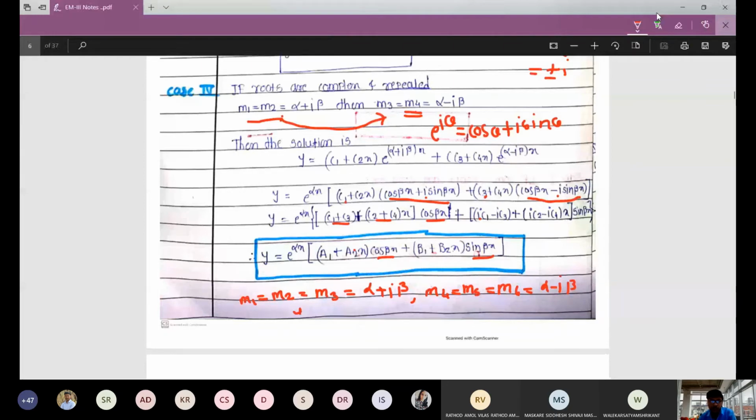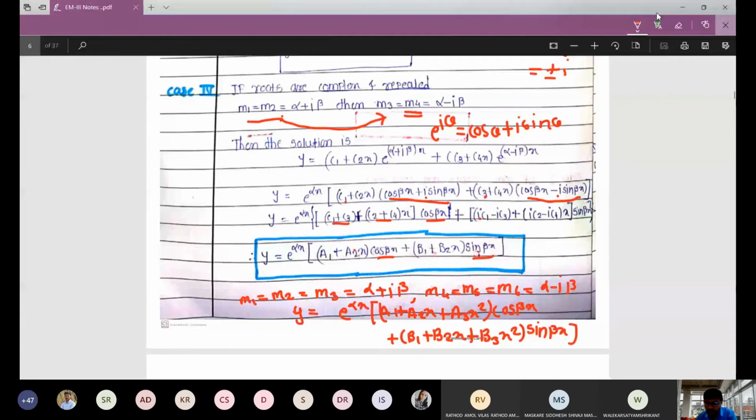And in that case what will be the solution? y equals e to the power alpha x as it is, times a1 plus a2 x plus a3 x square, because this time roots get repeated 3 times, that's why up to x square, cos beta x as it is, and similarly plus b1 plus b2 x plus b3 x square times sin beta x. That's it.